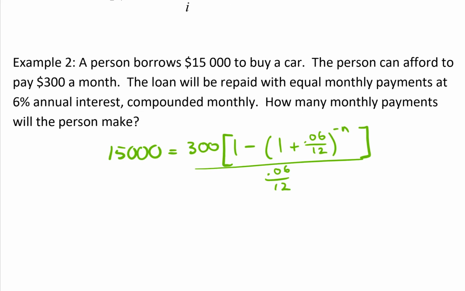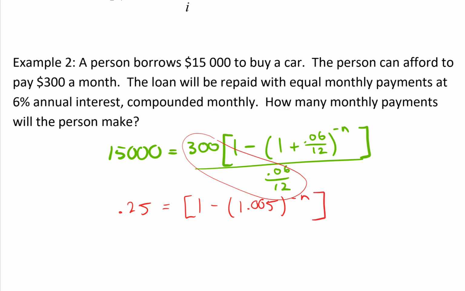We're going to go about solving this one almost the same way. Okay, first thing I want to do is I'm going to again deal with this right here. Okay, I'm going to divide by 0.06 over 12, and then I'm going to divide both sides by what I get there. Okay, and when I do that, I believe I'm going to get 0.25 equals, and then I'm left with 1 minus 1.005 power negative n. Okay, just double check that. Yep.